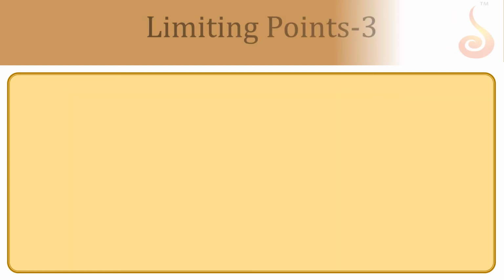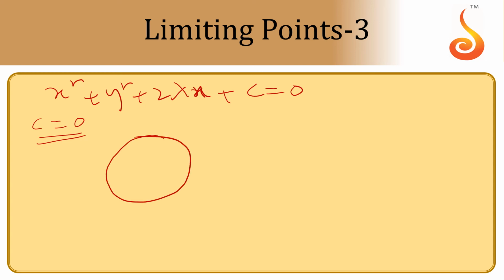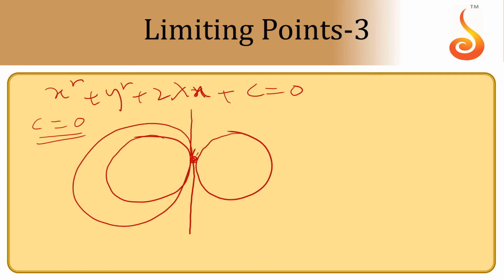Now what happens? X square plus y square plus 2 lambda x plus c equal to 0. Suppose if c is 0, what will happen? So every circle passes through origin. Now what is happening? So you know that radical axis is y-axis. So this point of contact is nothing but the limiting point.